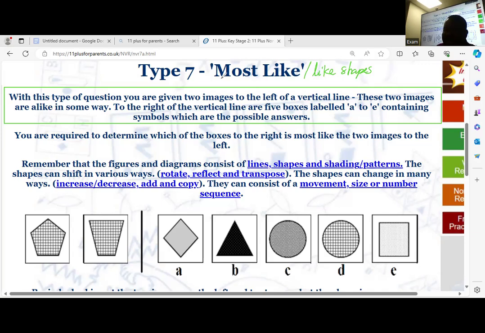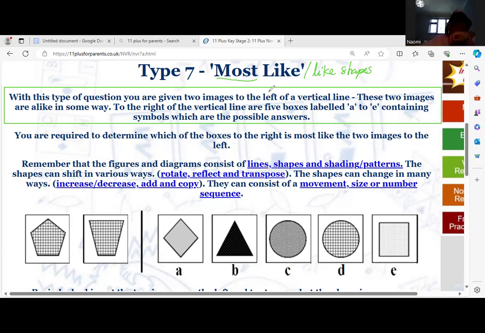Now, what does that tell you? It tells you that in the options, they will give you many that are similar to the answer. But what you need to do is find the one that is most like. Does that make sense? The most like is the one that follows the greatest number of rules.